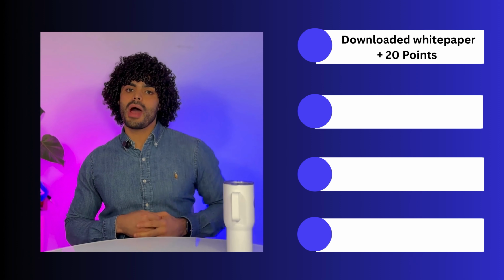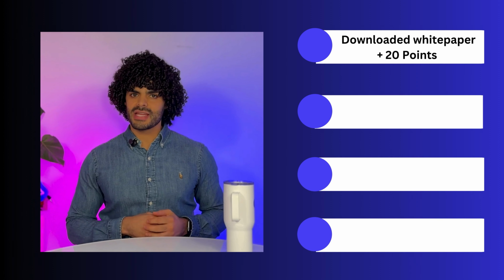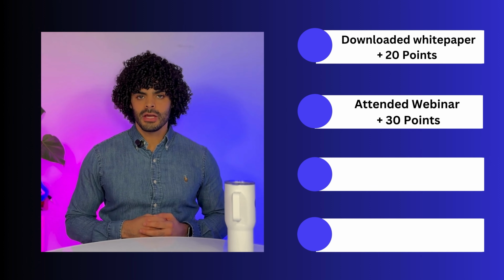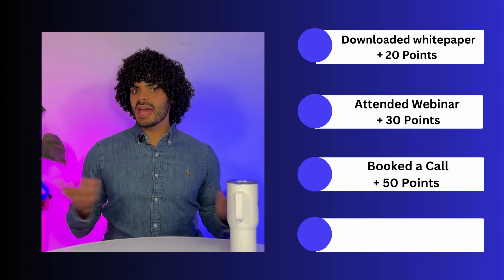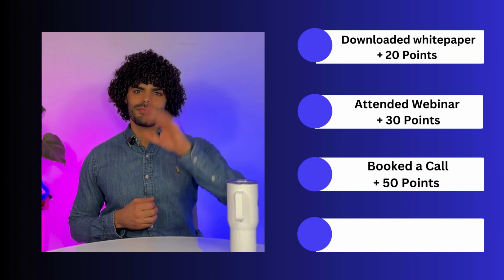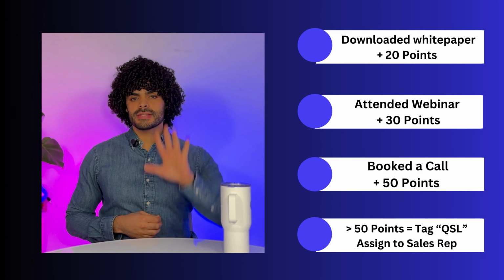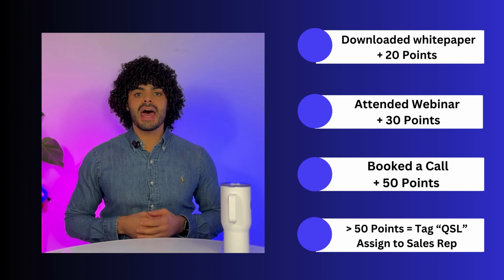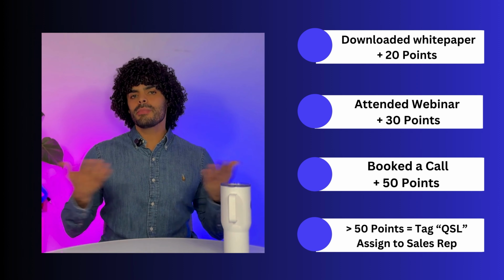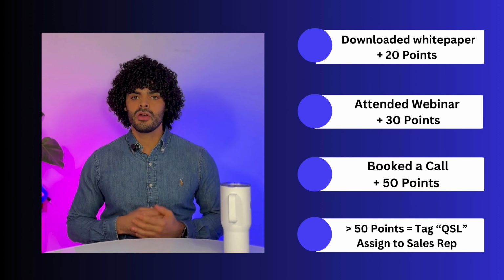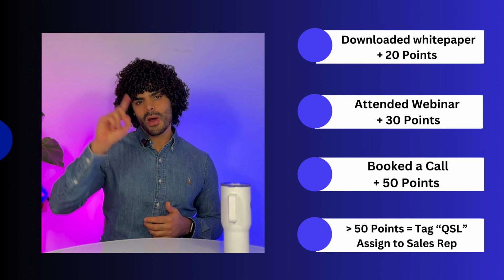On the B2B side, you can use lead scoring to create a funnel to then qualify the leads to be assigned to a sales rep. Let's say, for example, a lead has downloaded a white paper. You can give them 20 points for that. They have attended a webinar. You can give 30 points for that. They have booked a call. You can give them 50 points for that. Once a contact reaches 50 points, they can be tagged as qualified sales lead and be assigned to a sales rep accordingly, focusing on quality over quantity.